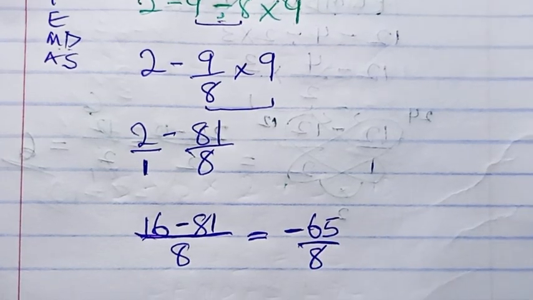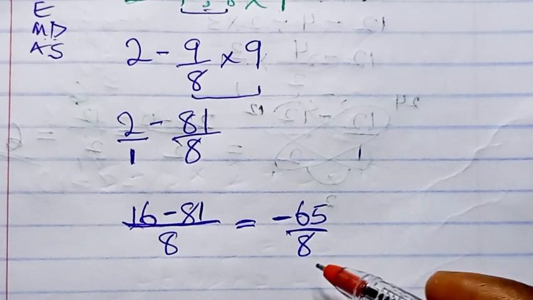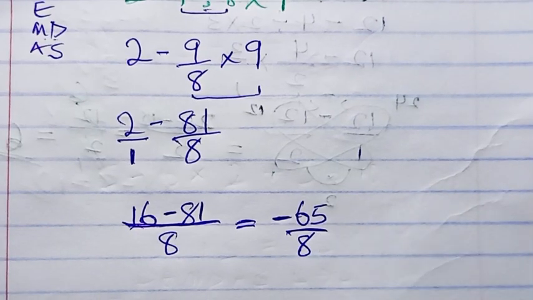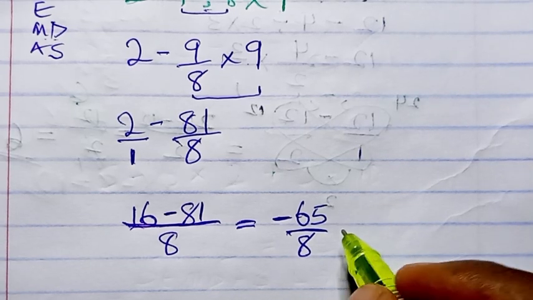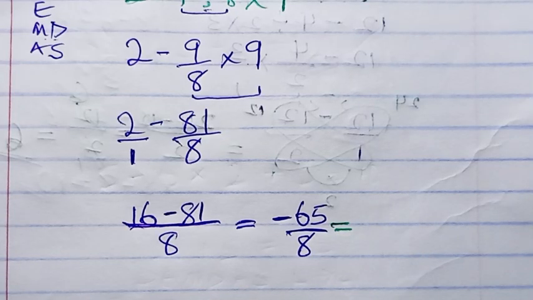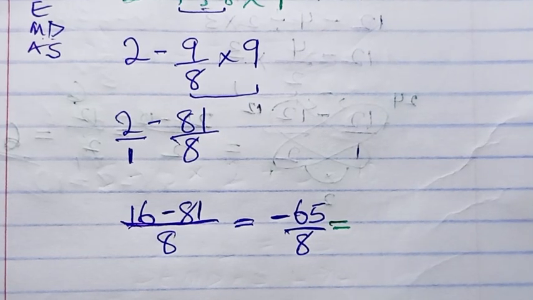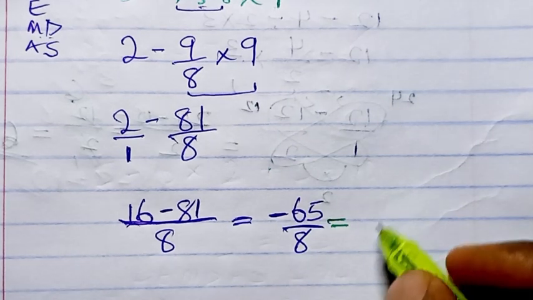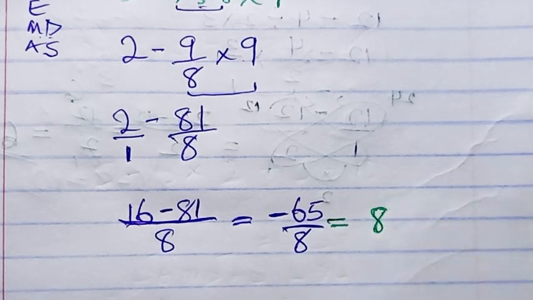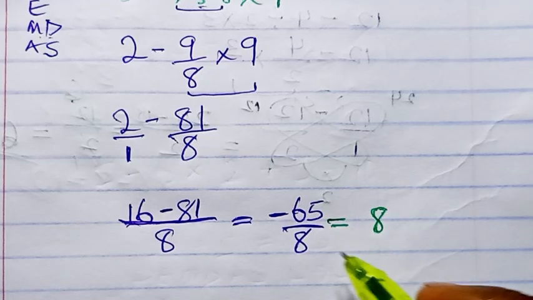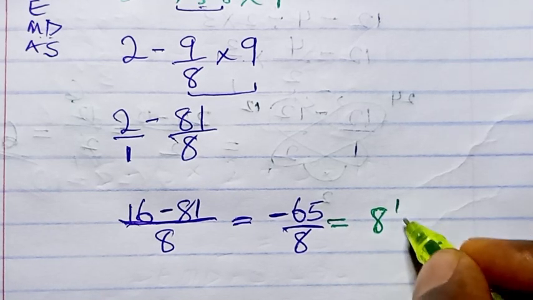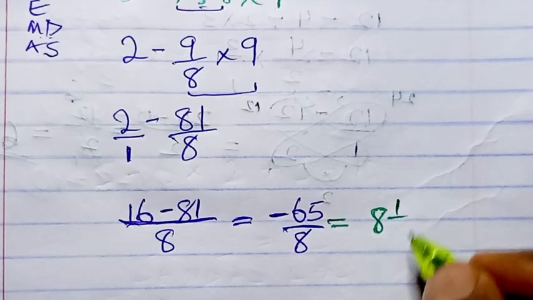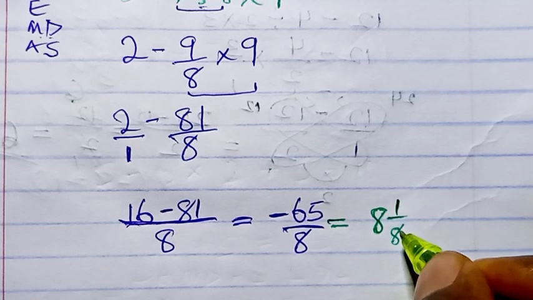Now we have an answer already, but this answer is an improper fraction. So I want us to change this answer to a mixed fraction. So if we change this answer to a mixed fraction, what are we going to get? 8 will go into 65 how many times? It will go into 65 8 times, right? So put our 8 here. Remember what is going to remain? We are going to have 1 left, then over 8.